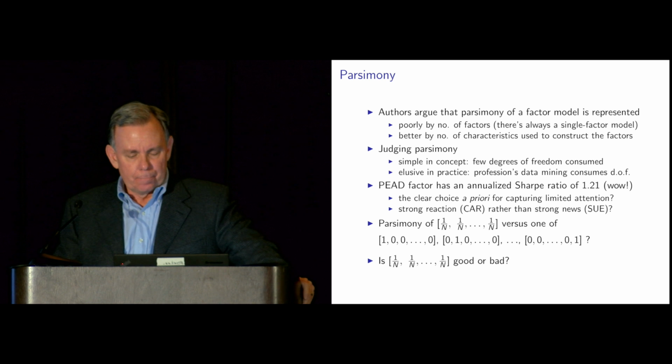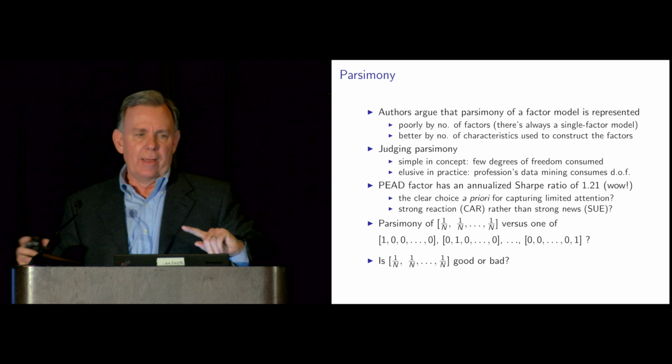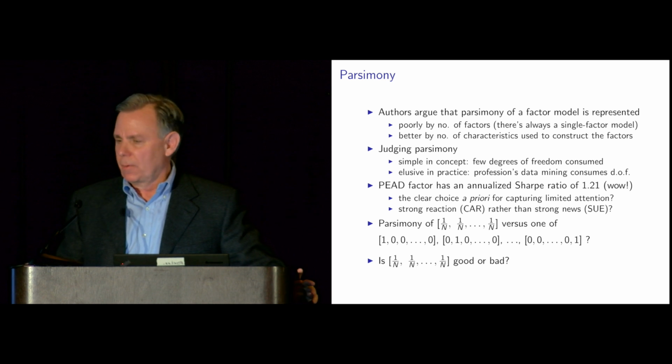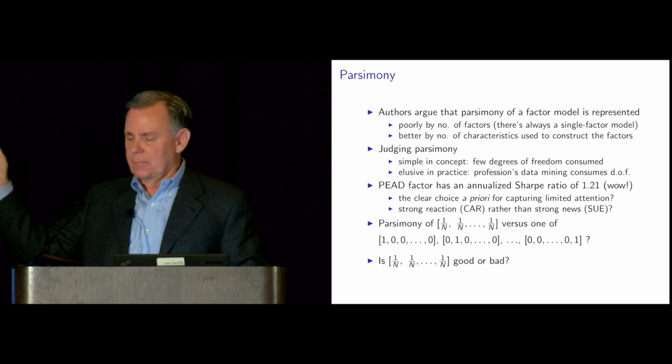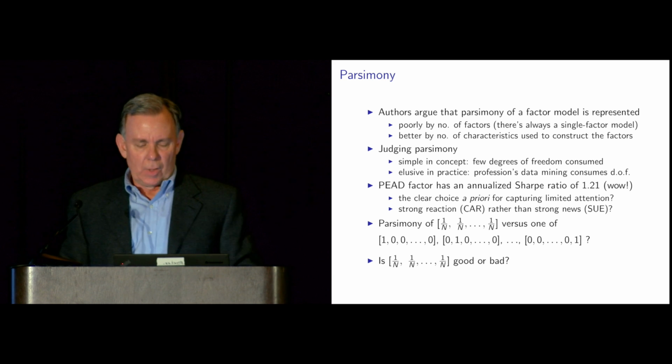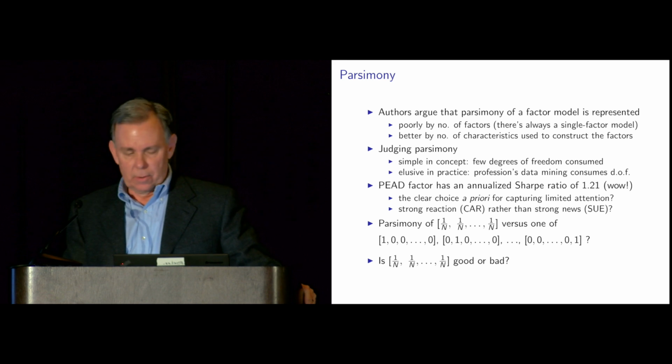You know, if you ask how parsimonious, for example, is combining, say, n characteristics with a weight 1 over n versus choosing one characteristic out of a set of n, is combining more characteristics, say, with equal weights, a good or bad thing?